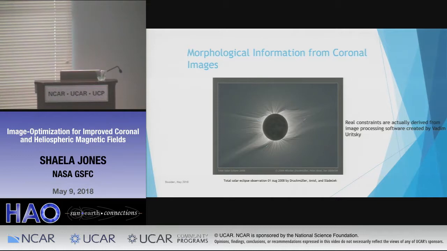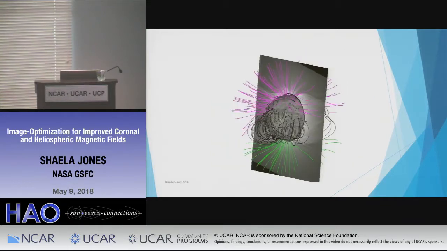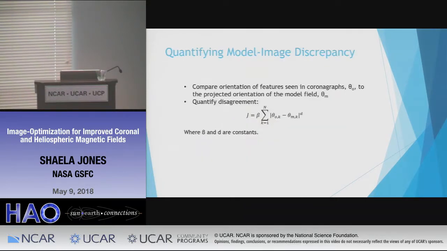In our software, we use constraints that are automatically generated by some software created by Vadim Uritsky. And then you can look at the point in the model that corresponds to that location on the image plane. Sample or interpolate what is the magnetic field at that point and project it onto your image plane and see, okay, what is the slope of that projected magnetic field line on the image plane from the model, and compare how well that agrees with what you see in the image. And that's the basic idea.